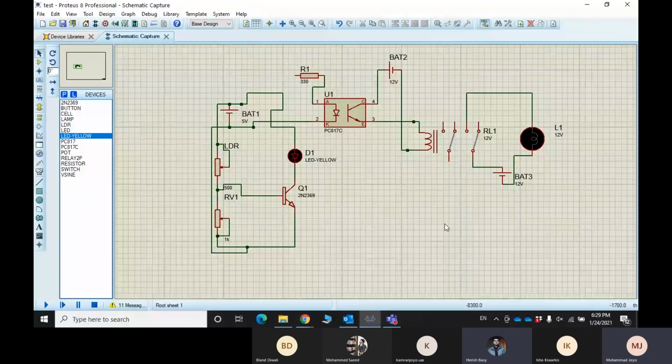So you mean when the yellow LED D1 is turned on, we have to turn on the light bulb too? Yes, turn on the light bulb using this optocoupler. Understood? Yes. Okay, great. So I hope all of you have understood what you have to do in your free time.